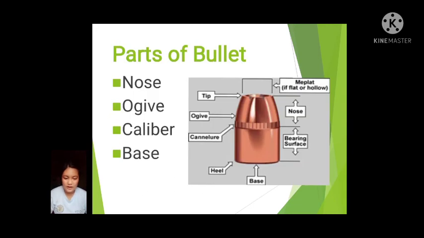Let's talk about the parts of bullet: the nose, ogive, caliber, and base. Nose, it is the tip of the bullet, yung pinakatuktok. We have characteristics: the rounded nose, pointed nose, and the flat nose. The ogive, it refers to the curve of a bullet forward section, and the different mark pwede ding gamiting evidence. Base, yan yung pinakalikod ng parts of bullet.